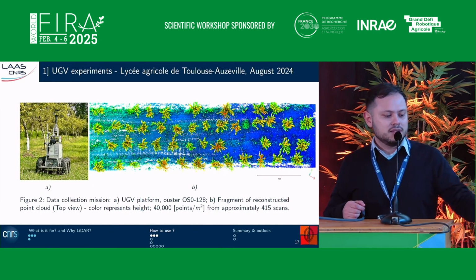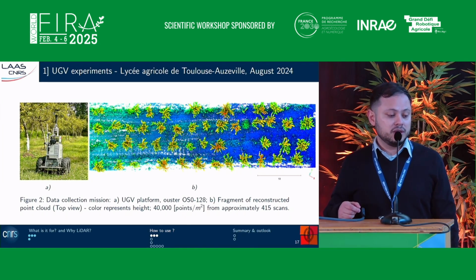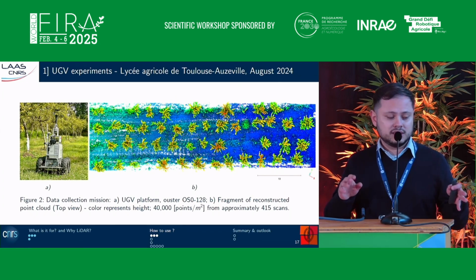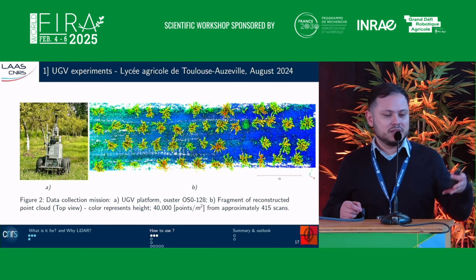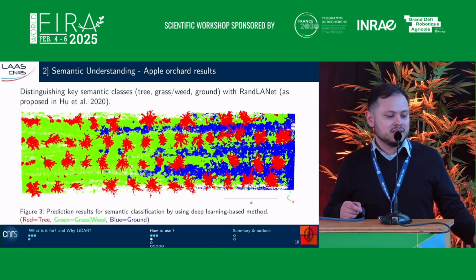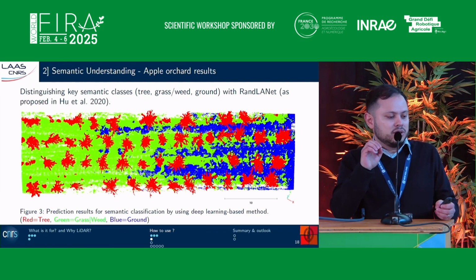On the left side, you can see our experimental setup. On the right side, you can see the top view of the generated point cloud from the apple orchard. In this example, the total number of points is around 30 million points that we need to process later. So then, once we have the point cloud, I will focus on the apple experiment.